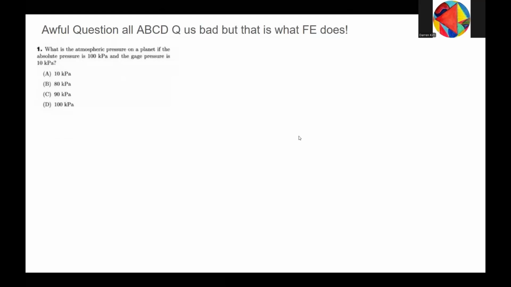What is the atmosphere pressure on the planet if the absolute pressure is 100 kilopascals and the gauge pressure is 90? So you got to think about it. Absolute is 100 over here. So the gauge pressure says it is 10.